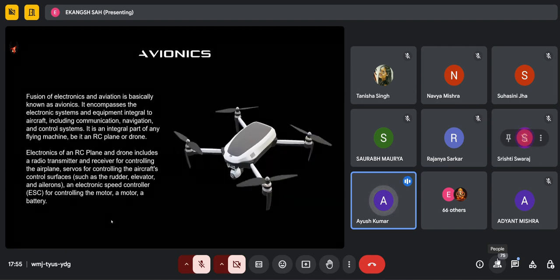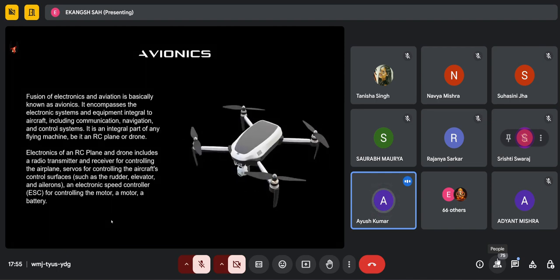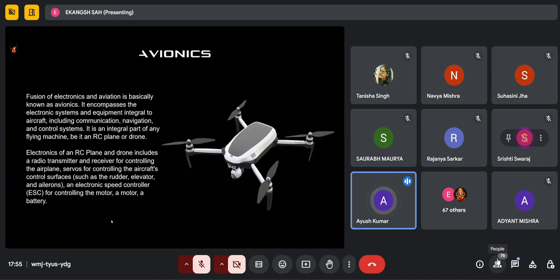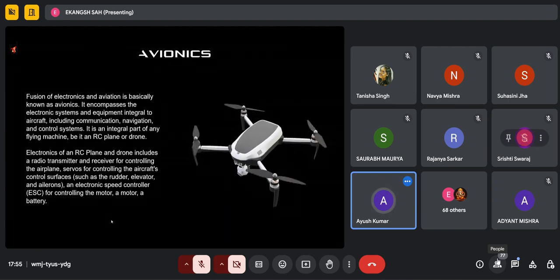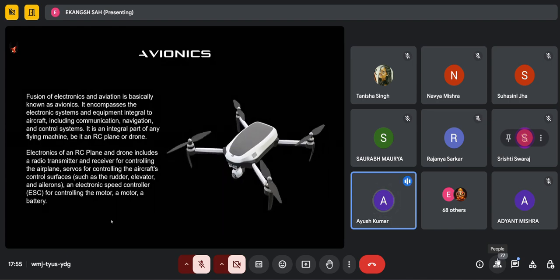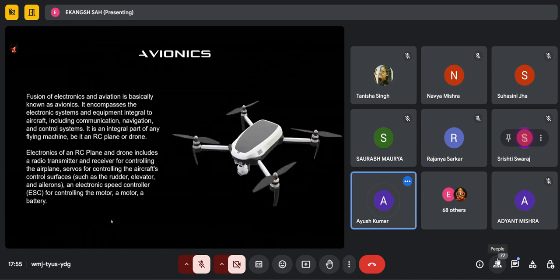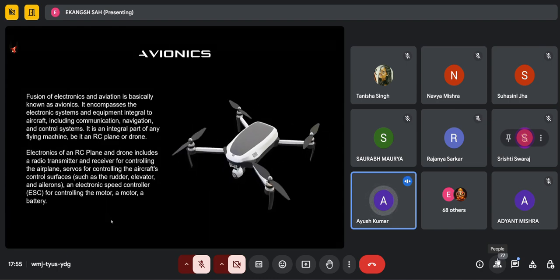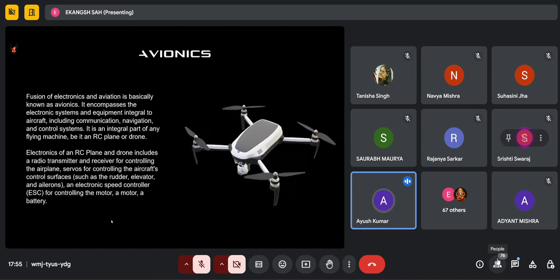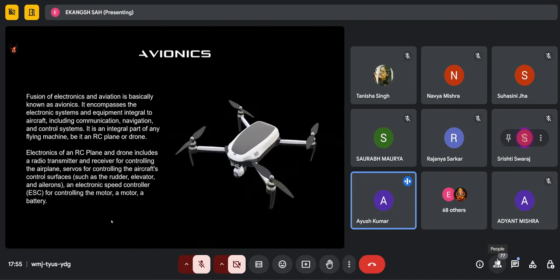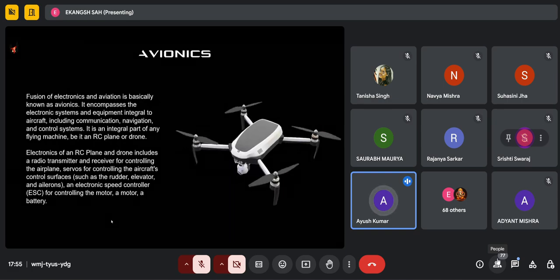Myself, Ayush Kumar from Electronics and Communication Engineering branch, and I will be discussing with you the avionics part of the aircraft. Before discussing avionics, first we need to know what aviation is. Aviation is anything to do with the operation, development, or design of the aircraft. It may include any physical aspect such as structure, propulsion or navigation. Together, when these are combined with the electronic parts, this is called avionics. The main avionics comprises electronic parts such as receiver, transmitter, ESC, servo motors, and all these are powered by the battery. Now, next slide.